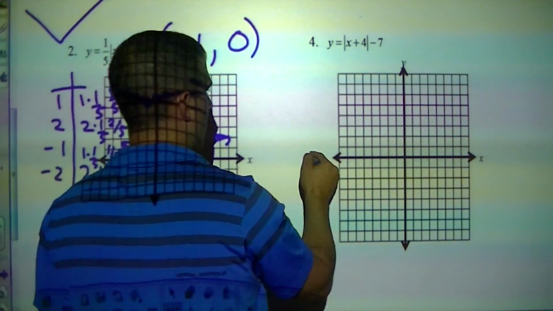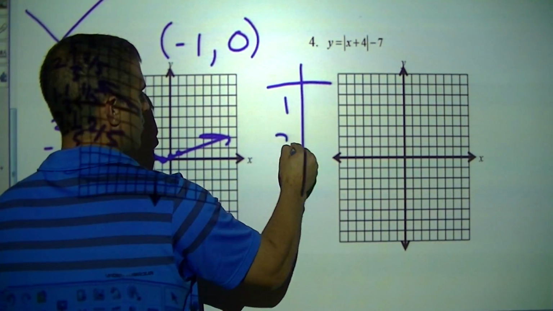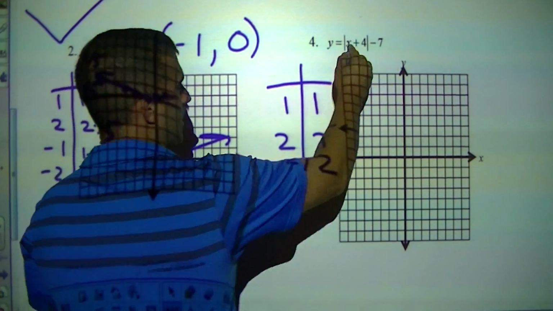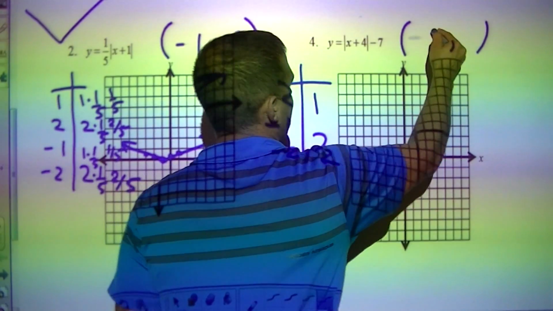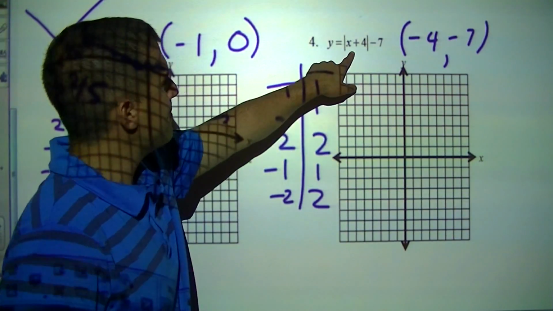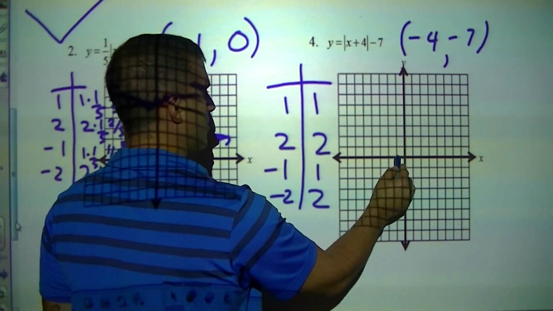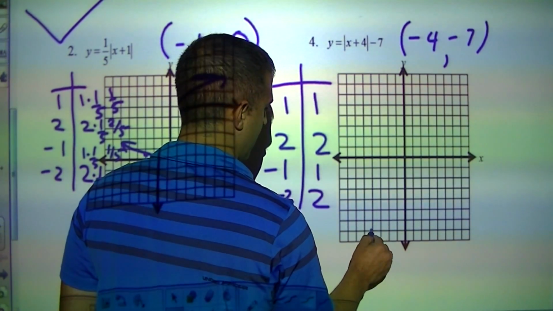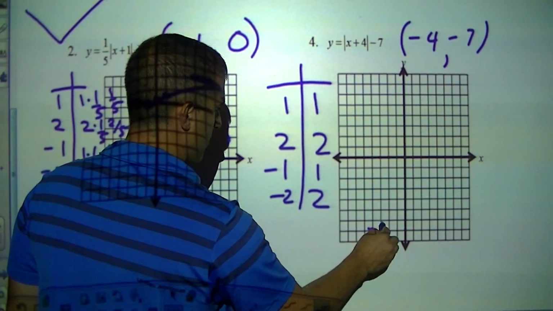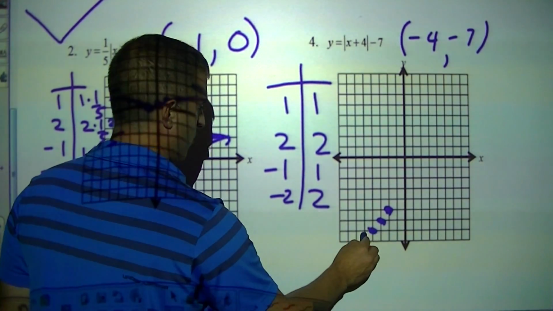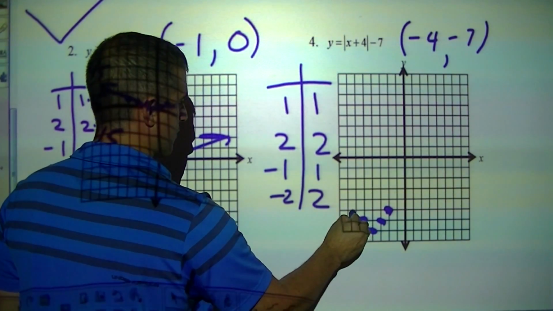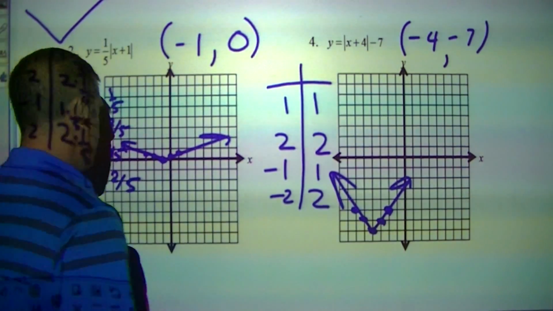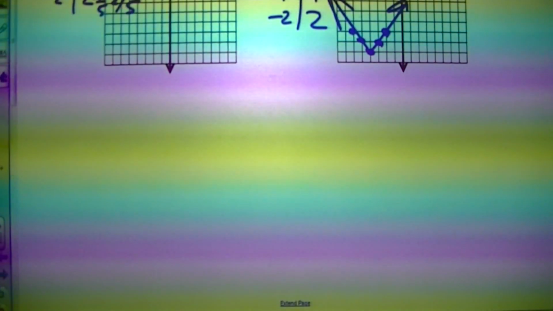This one, 1, 2, -1, -2, 1, 2, 1, 2. My anchor point there is -4, -7. Opposite on the inside, follow on the outside. 1, 2, 3, 4, 1, 2, 3, 4, 5, 6, and 7. So 1 right, 1 up, 2 right, 2 up. 1 left, 1 up, 2 left, 2 up. So this is left and right, up and down. V. All right, next page.